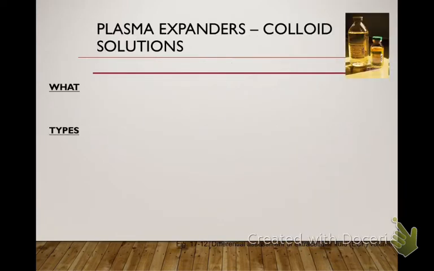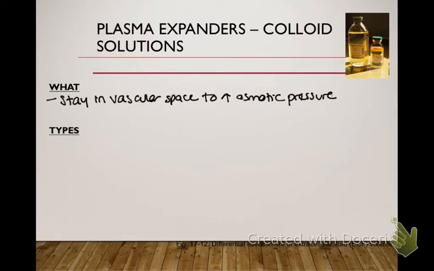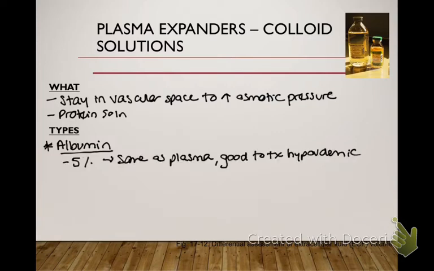All right. So sometimes we use plasma expanders. They stay in the vascular space and help that osmotic pressure. They're typically a protein solution. The big one that everybody knows is what? Albumin. There's 5%, which is the same as plasma, and it's really good to treat hypovolemia.